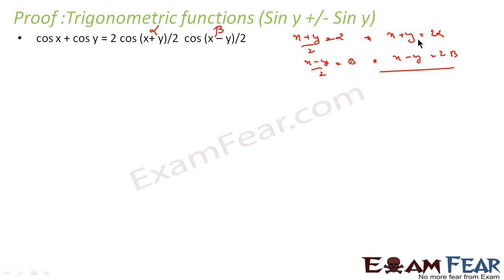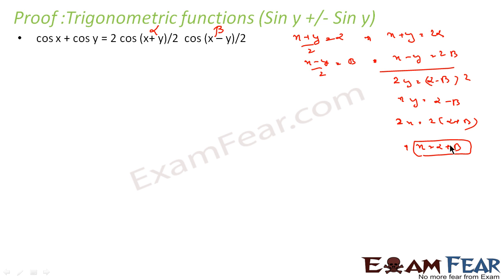From these equations, if I subtract, I get 2y is equal to (alpha minus beta) into 2, so y is equal to alpha minus beta. Similarly, if you add these two equations, I get 2x is equal to 2 of (alpha plus beta), because y minus y is gone. So x is equal to alpha plus beta, and y is equal to alpha minus beta.